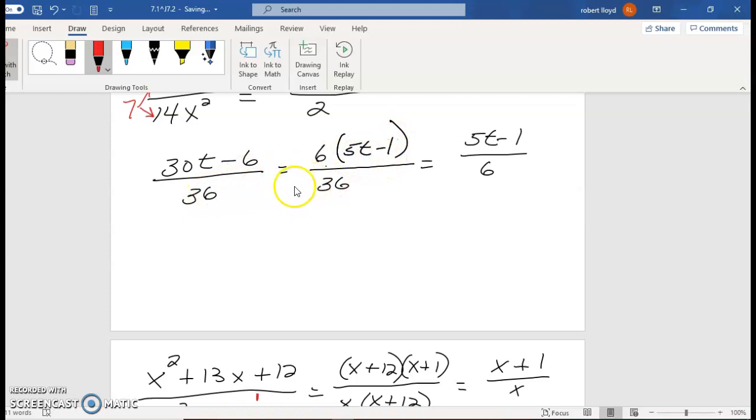Can't do anything with the 36, so we bring that straight over, and then we see that 6 and 36 are multiples of each other. So this becomes 1. 6 will go into 6 once, into 36 6 times. So our answer then is 5t minus 1 over 6.